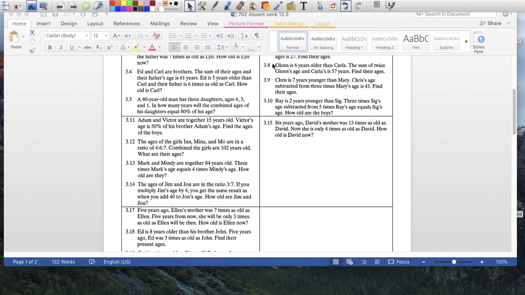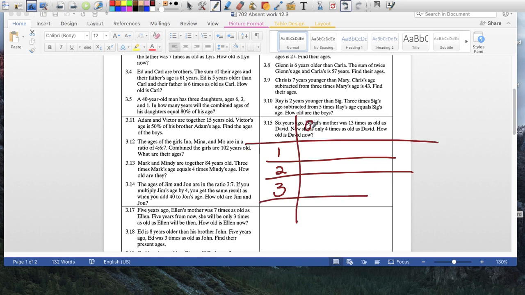3.5. A 40-year-old man has 3 daughters. Let's go with daughter 1, daughter 2, daughter 3. Here are her ages, 6, 3, and 1. And we want the time. So 6 plus a certain time, 3 years plus a certain time, and 1 year plus a certain time. In a certain time, their combined ages is going to be 80% of his age.